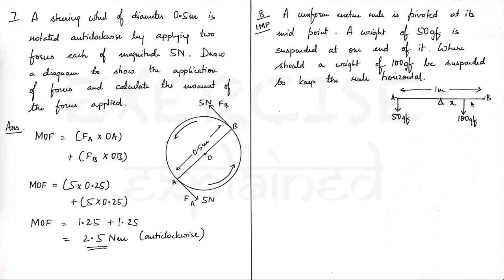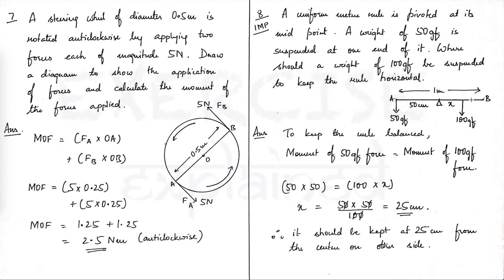Now we know it is on the opposite side by now, but we do not know at how much distance it is. Now when will a meter rule be balanced? When the moment about the left side will be equal to the moment about the right side. So we can write, to keep the rule balanced, moment of 50-gram force is equal to moment of 100-gram force. So that is nothing but the moment about the left side has to be equal to the moment about the right side.